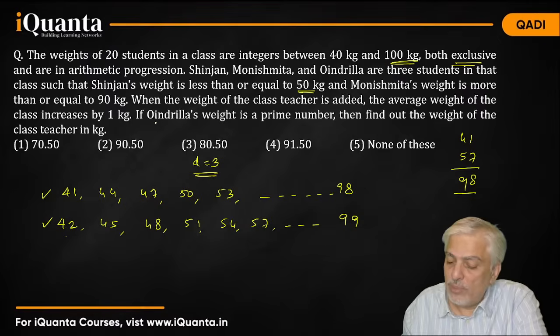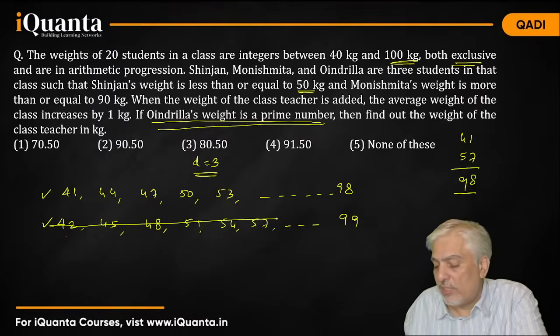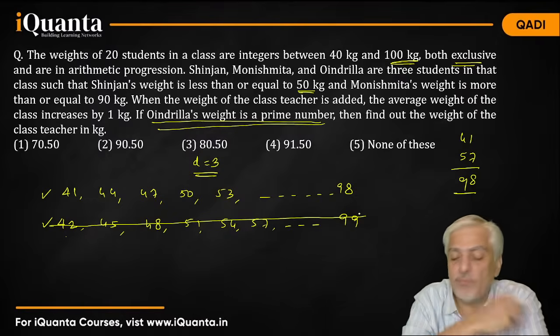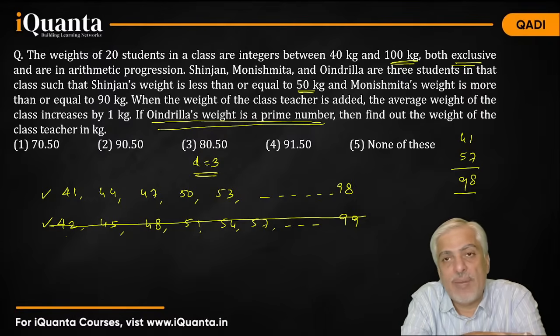There is one person whose weight is a prime number. Now, if you notice over here, this series is not possible because these are all multiples of 3. 42, 45, 48, 51, 54, 57, all are multiples of 3. So there's no prime number.